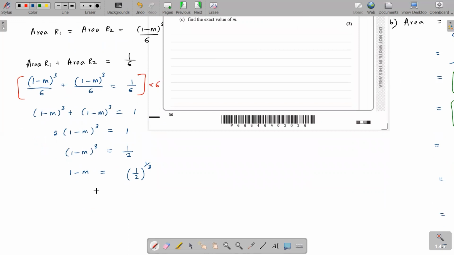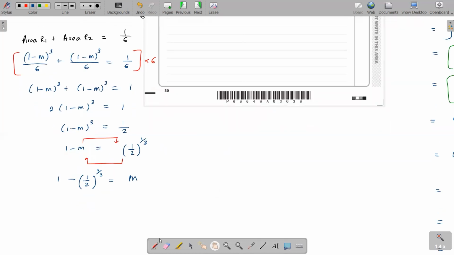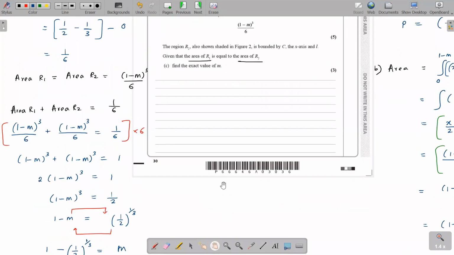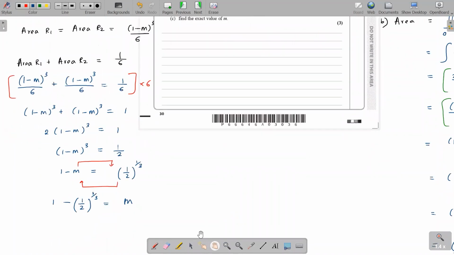So then, when we make m the subject, I take the m over here and take this over there. We get 1 minus (1/2) to the power 1 over 3 equals m. Do you agree with me? So this is the exact answer. I think they wanted the exact answer, right? Find the exact value of m. So this is the exact value of m.